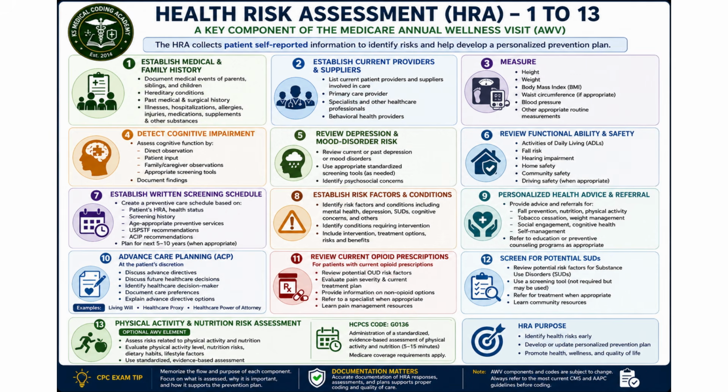For patients with current opioid prescriptions, appropriate risk factors and pain management needs are reviewed. Screening for potential substance use disorders may also be performed when appropriate. Finally, physical activity and nutrition-related risks may be assessed as part of the wellness process. For CPC exam preparation, remember that the HRA is designed to identify health risks and support a personalized prevention plan. Always focus on what was documented and what services were actually performed when determining the appropriate coding.